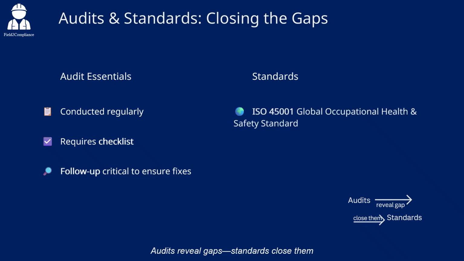On the right, ISO standards. ISO 45001 is the gold standard for occupational health and safety worldwide. It focuses on preventing harm and creating a culture of continuous improvement. Bottom line, it's about making sure everyone goes home safe every day.